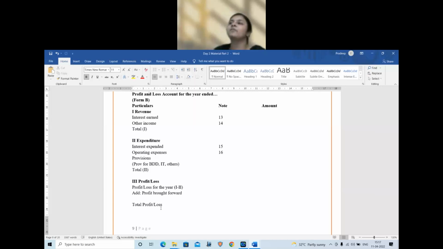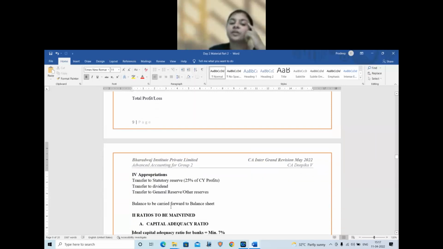Provisions. So what are the provisions that will fall under banking profit and loss account? Provision for bad and doubtful debts or provision for NPA otherwise. Second, provision for income tax, provision for reduction in value of investments. So all these provisions will appear in the profit and loss statement. Total profit or loss for the year. Add profit brought forward, which is opening profits, which gives you the total profit or loss available in the bank, against which we are going to give the appropriation.